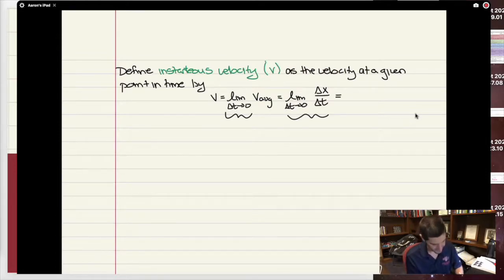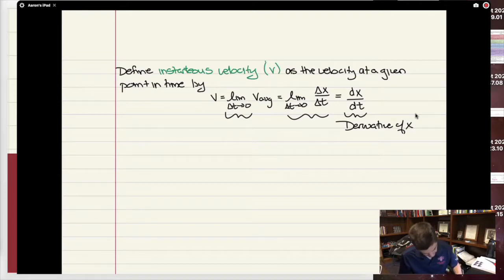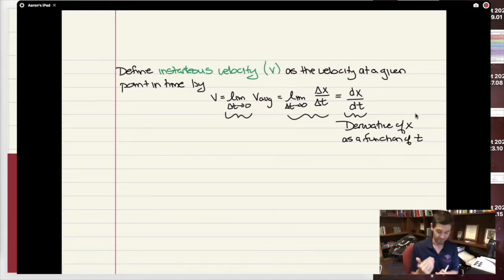Or you could think of it as the average velocity over an incredibly tiny little time interval. In a way, we will rewrite this in calculus. Rather than using capital Greek letter delta, we call this dx over dt. So this is what is called the derivative of x as a function of t. In this case, the derivative of position as a function of time. Derivative is just a fancy word for slope.